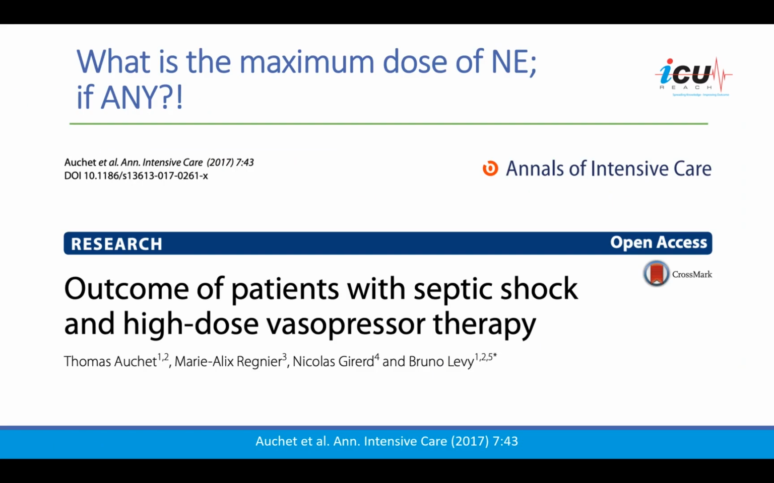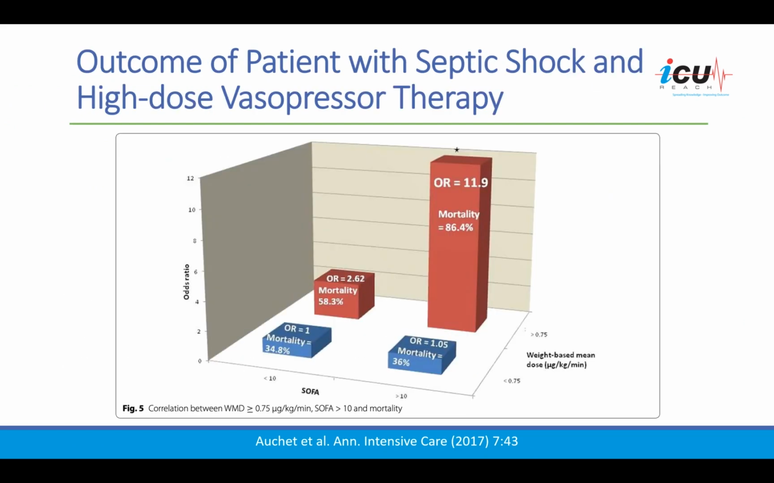What is the maximum dose of norepinephrine, if any? Well, we have a study that was published in 2017 and showed the outcome in relation to the dose of norepinephrine. In this study, it was shown that patients with a higher dose of norepinephrine, above 0.75 micrograms per kg per minute, are associated with worse outcome compared to those patients who required norepinephrine at dosages less than 0.75 micrograms per kg per minute.